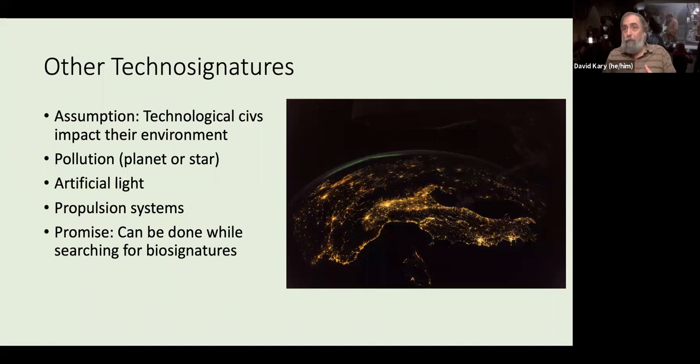So the promise here, among other things, is that we can look for all this while we're looking for biosignatures. So it doesn't require a big separate search. This is the kind of thing we're going to be looking for anyway. So that makes it kind of nice. It really lets it piggyback on other searches we're doing. The challenges: a lot of these are ambiguous. A lot of them are tough to be confident of what you're seeing. Yeah, if we saw a gigawatt laser pointed at us, we'd be pretty comfortable with that one. But some of the other ones, it would take a lot of work to convince yourself that what you had was actually technological.